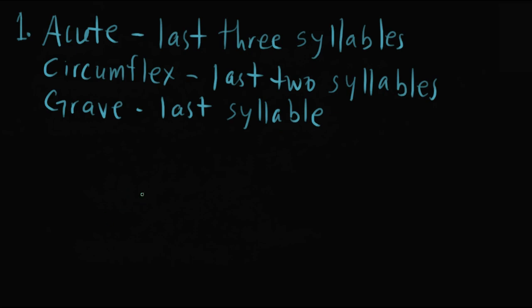So let's write out basileia again. Syllable, syllable, syllable. In this case, you can have an acute here, you can have an acute here, and you can have one here. A circumflex, you can have here, you can have a circumflex there, and the grave can only go on this one here. So that's the first rule.